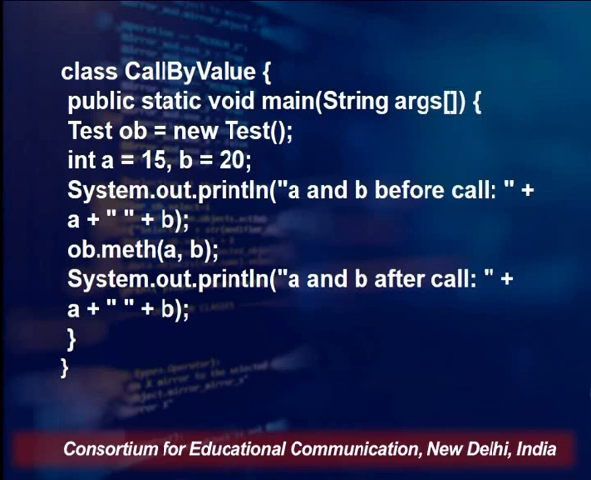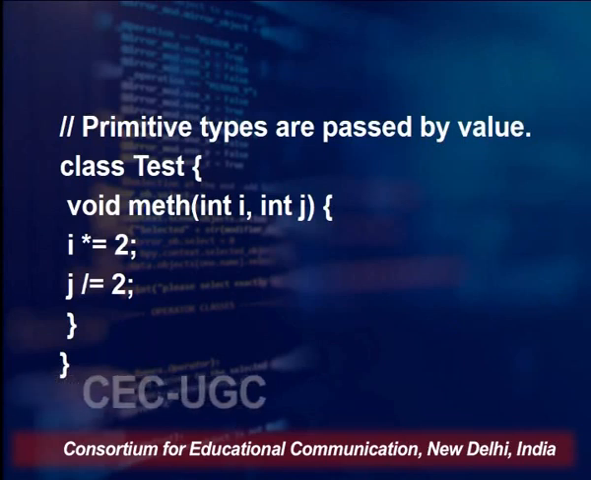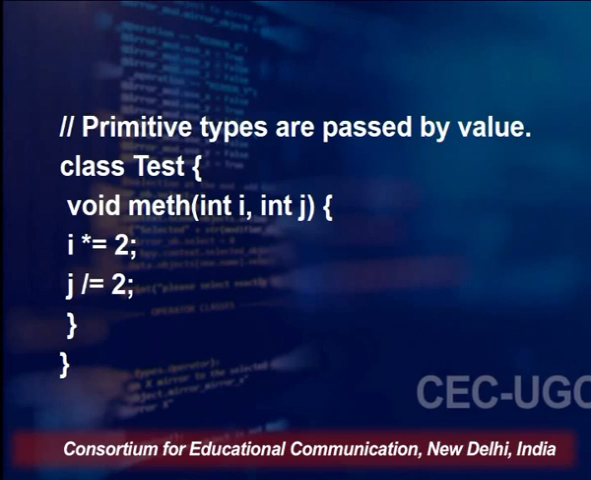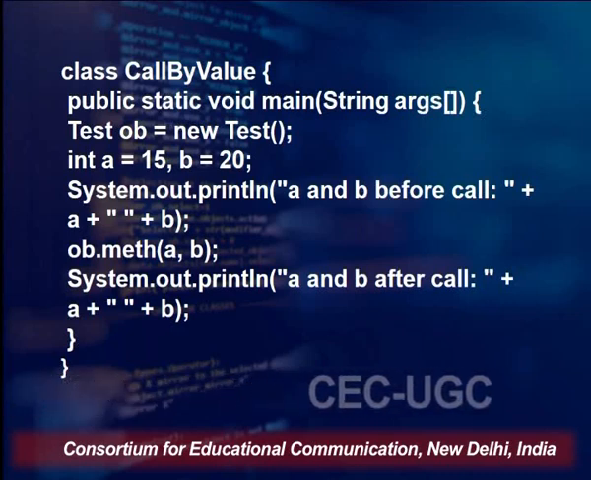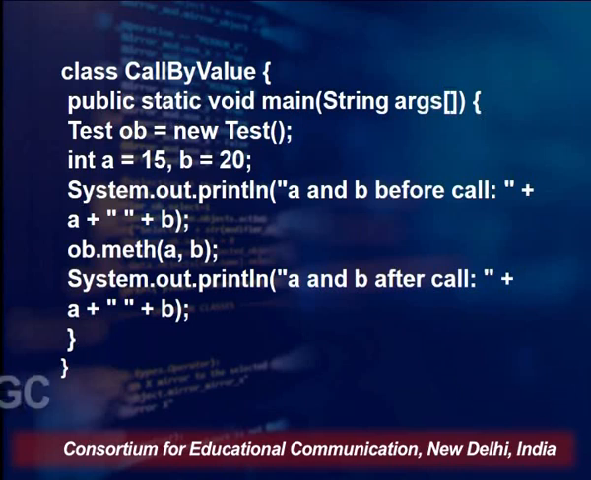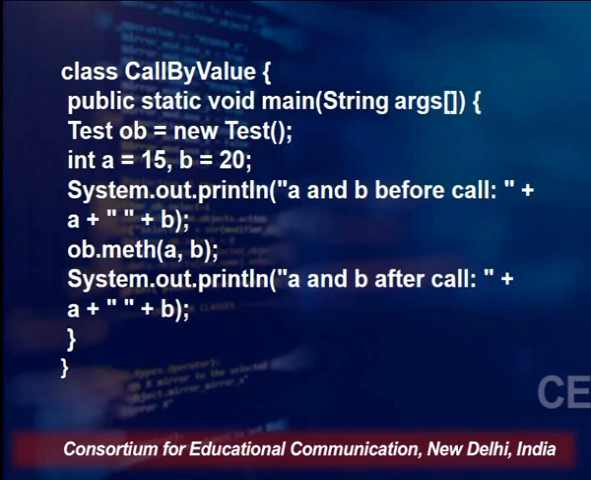Then we pass a and b into that method, which modifies the values of i and j, which are nothing but the parameters. Here the method takes i and j, and i = i * 2 and j = j * 2. A and B are passed to that method, and this method is changing the values. After execution of this method, we have printed the values again.